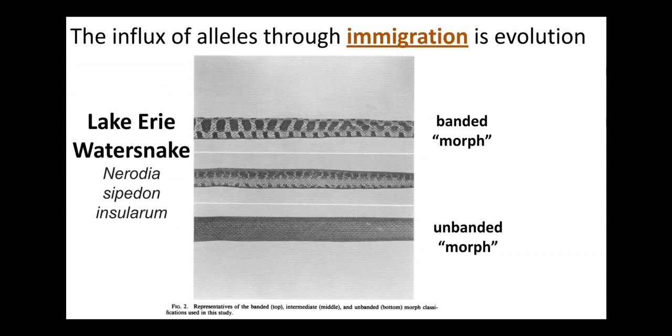Another process that doesn't involve natural selection necessarily, but that can lead to evolution, is the influx of immigrants into a population. So a classic case study here is a study of the Lake Erie water snake. It's a subspecies of water snake. There are three morphs. We typically talk about two morphs. There's the banded morph and the unbanded morph. These are all the same subspecies. They can interbreed, but depending on their genotype, they have different color patterns. So the banded morph has stripes and patches. The unbanded morph is a consistent color.